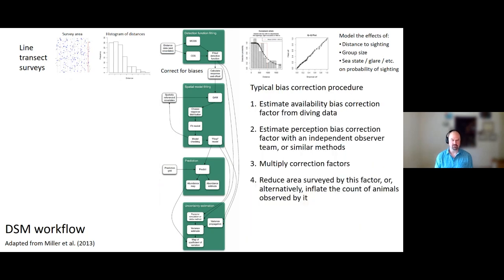And so the typical procedure for correcting for this is you estimate availability bias correction factor from diving data and a perception bias correction factor using a method that lets you estimate how frequently you see animals directly on the track line. So in the literature, the common method that's used is called MRDS, mark recapture distance sampling. And this involves using an independent observer team, so you have two teams of data to work with. And then you multiply these correction factors together and either reduce the area that you surveyed by this factor, or alternatively inflate the count of animals observed by that factor to account for the ones that you didn't see.